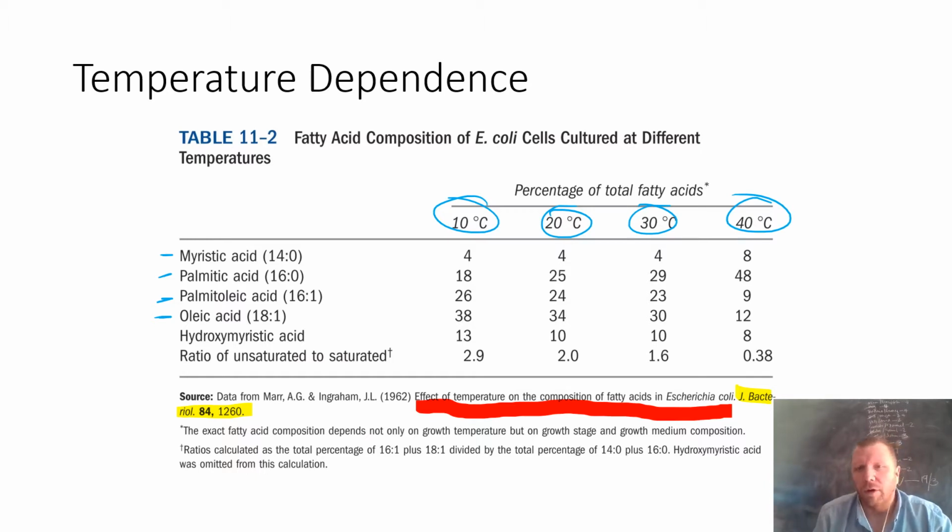Now, one thing that I want to draw your attention to is myristic acid, this short 14 carbon fatty acid. We had 4% for 10, 20, and 30 degrees Celsius, and only at 40 degrees Celsius did you actually see an increase in the percentage of these short, fully saturated fatty acids. Now, I want you to think about how this data, which we'll get to in a second, correlates to what we've already seen.